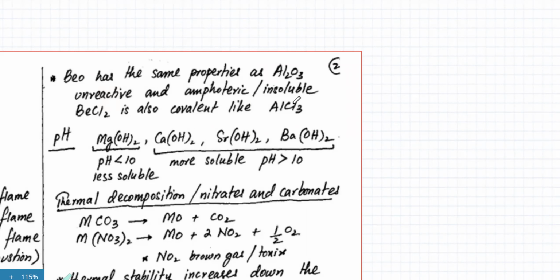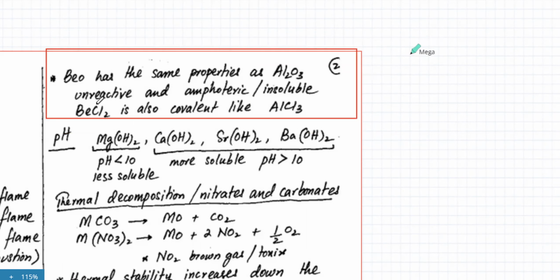And aluminum chloride was also covalent. Beryllium chloride also happens to be covalent. The reason these two are similar and have similar properties is because they have similar electronegativity.